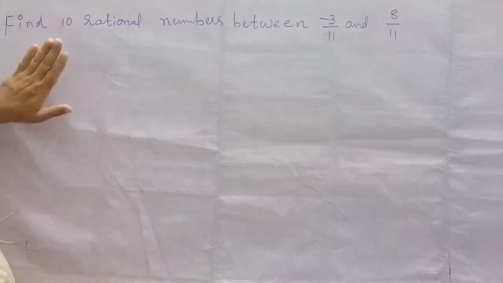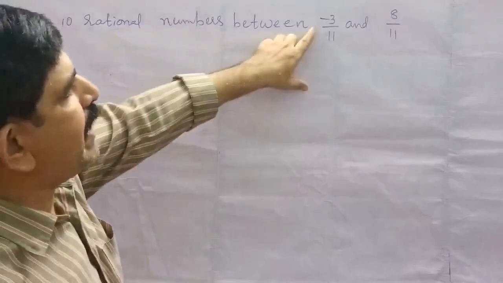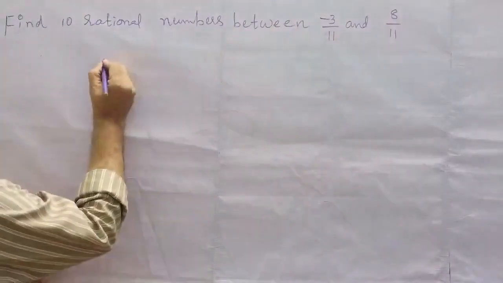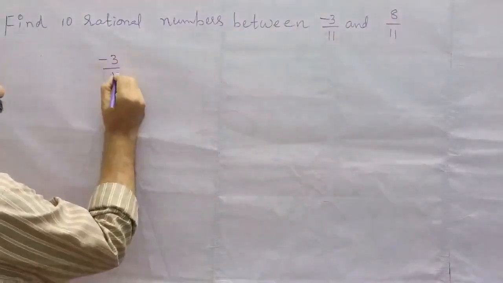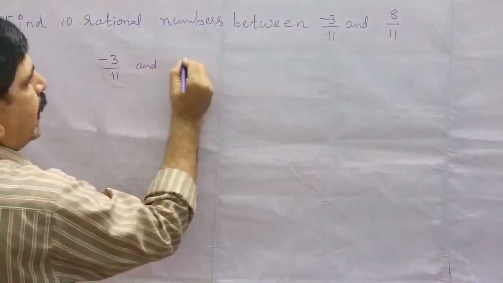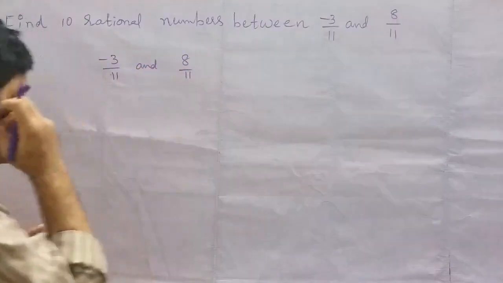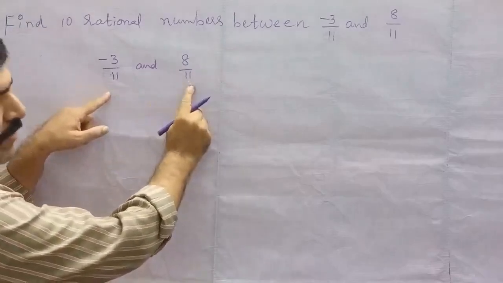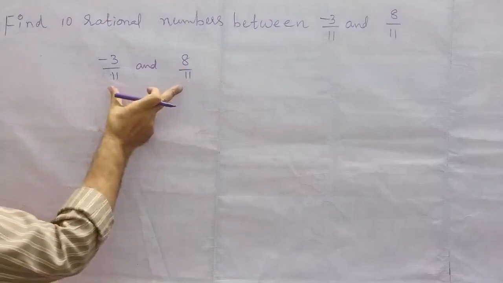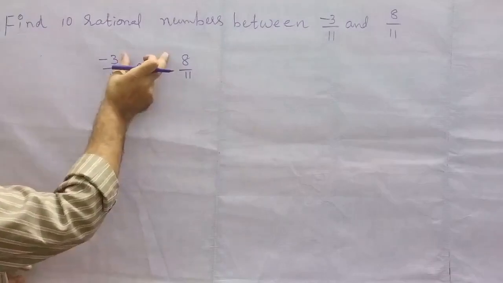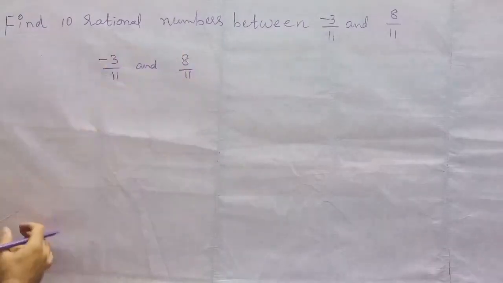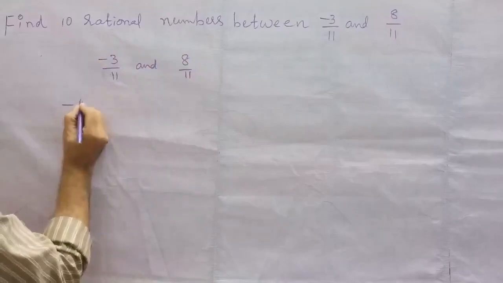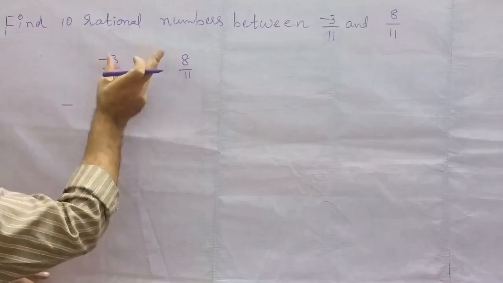Okay, next one, find 10 rational numbers between minus 3 by 11 and 8 by 11. By seeing this problem carefully, here the denominators are equal. If the denominators are equal, then we can write the rational numbers between minus 3 and 8.